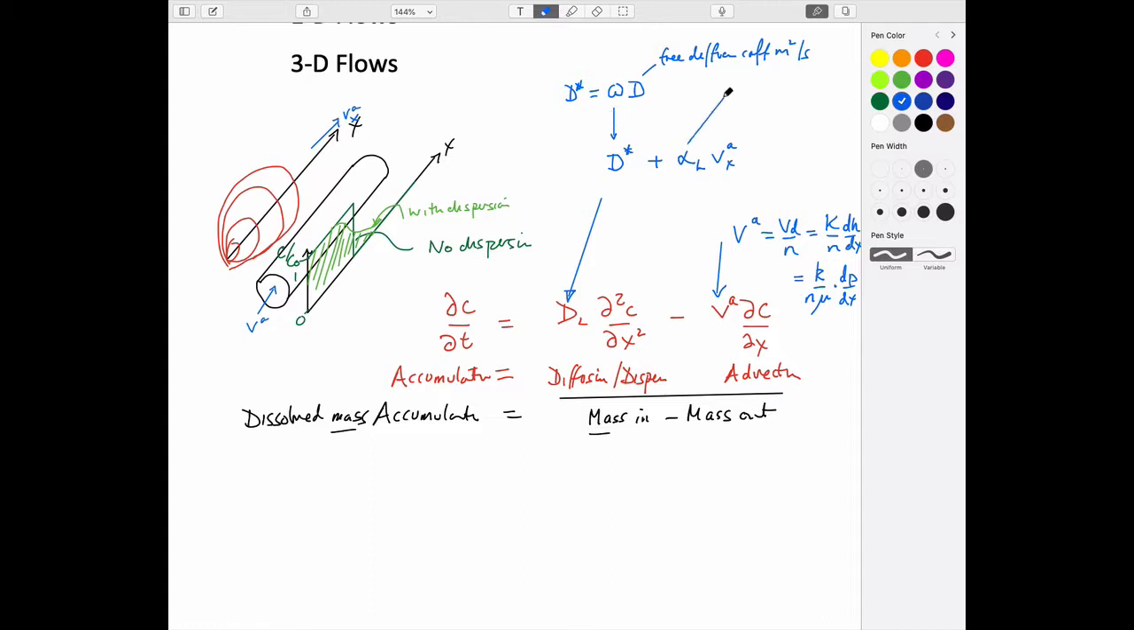And this is the longitudinal dispersivity. It's in units of length. L stands for longitudinal because it's along the direction of flow. And it's multiplied by the value of whatever the advective velocity is in the aquifer. So the bigger the velocity, the bigger this term becomes, and it starts swamping this.